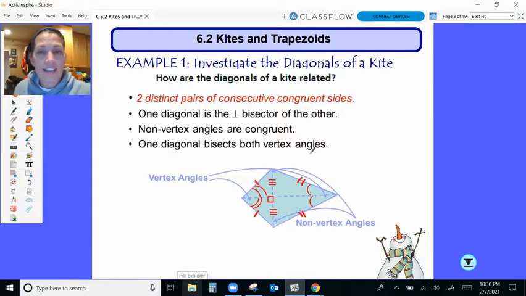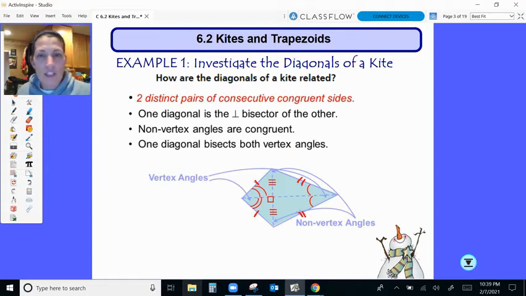One diagonal bisects the other one. So this longer diagonal here bisects this one, not the other way around. Only one of them gets bisected. We have two non-vertex triangles. If you think of a kite as basically two isosceles triangles sitting butt to butt, these two sides are congruent and these two sides are congruent, but they're not congruent to each other. So they're two isosceles triangles basically sitting base to base.